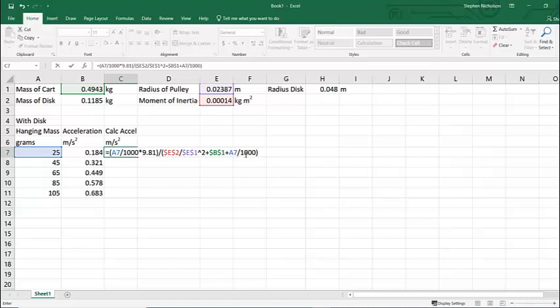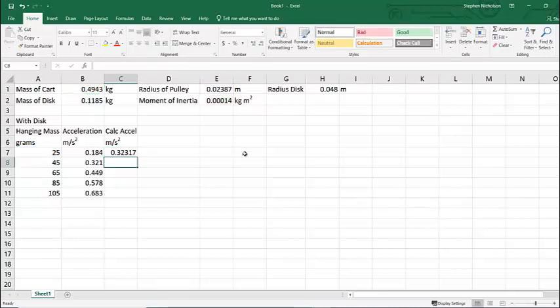Hopefully, when we push enter, we'll get some number that's probably slightly greater than what we measured. That's a lot greater than we measured. So why is that? So I'm going to pause for just a second. Okay, so I checked it, and I don't see any issues. So we're going to go through the whole thing, and then I'll explain why I think this is okay. So that is the calculated accelerations, and our actual accelerations are quite a bit less.